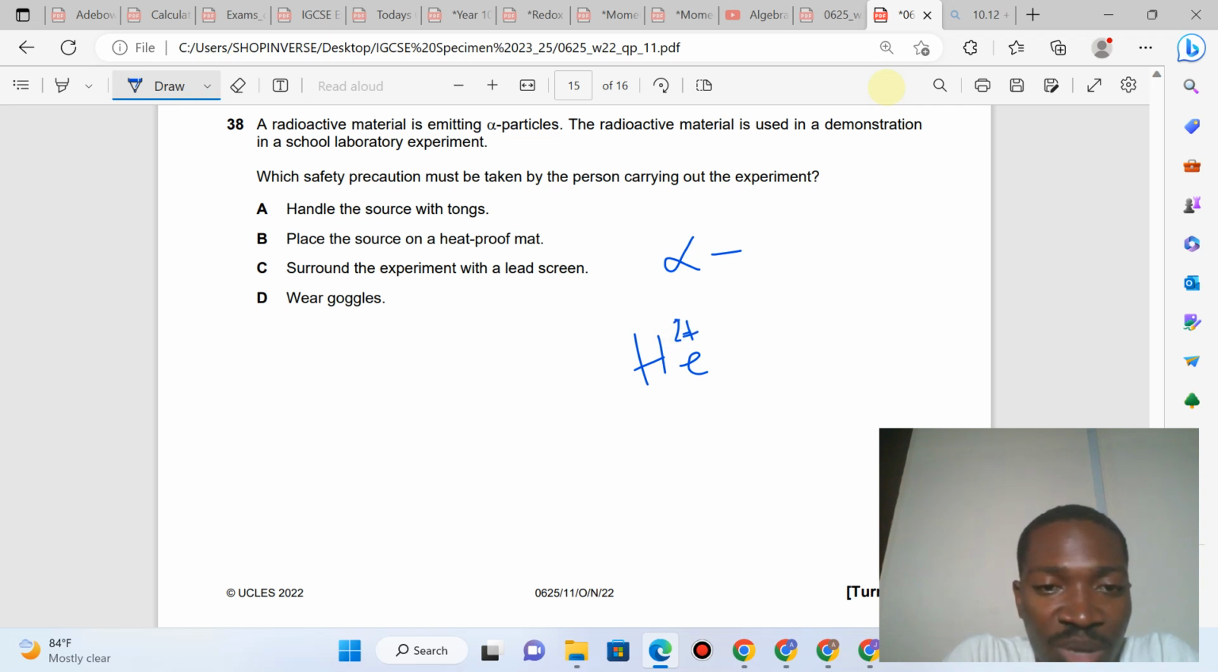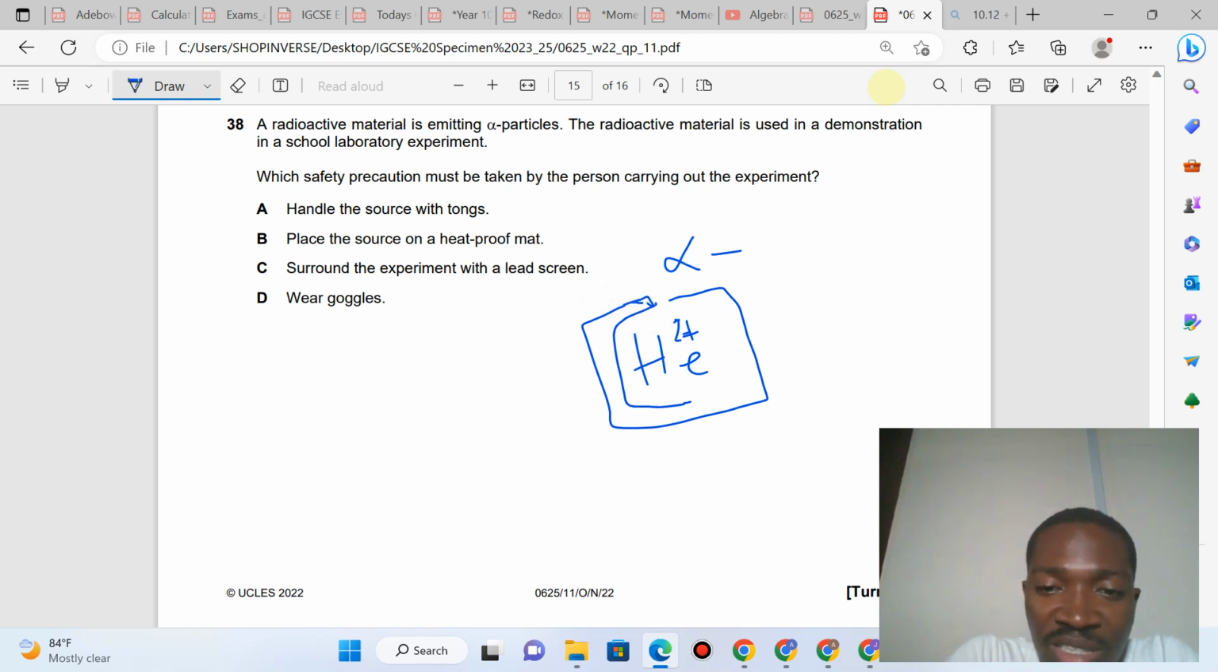Option C, surround the experiment with lead screen. That's correct. So when you surround this experiment with lead screen, the lead will trap the radioactive material, it will trap the radiation. The helium nuclei will not be able to pass through because the lead will capture all of them, okay?